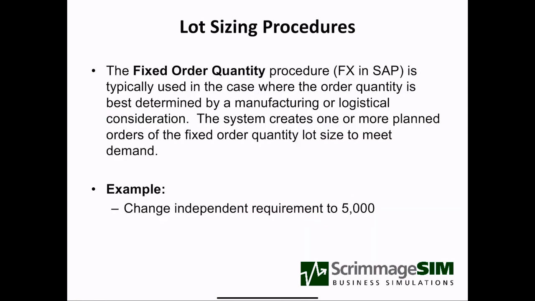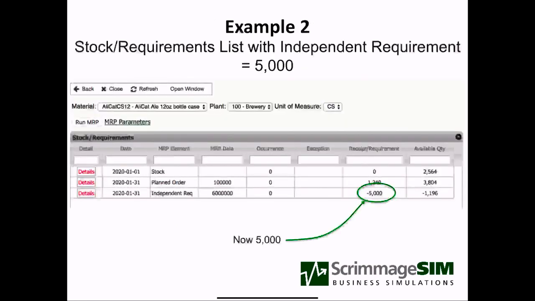For lot sizing, the fixed order quantity procedure is typically used when the order quantity is best determined by manufacturing or logistical considerations. With FX, the system will create one or more planned orders of a fixed quantity to meet the demand. To see this, let's change our independent requirement to 5,000 units instead of 3,000 units. If we change the independent requirement to 5,000 units, we'll see this quantity change.